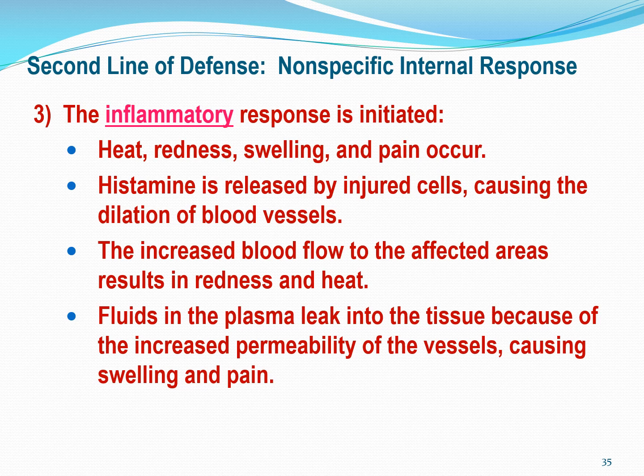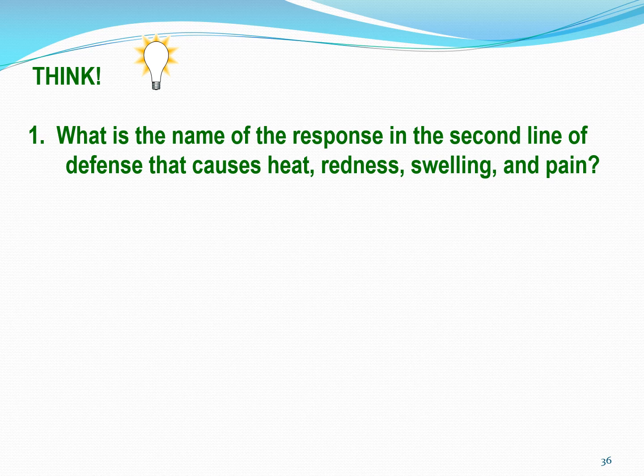Okay. Now let's talk about the inflammatory response. When it's initiated, it usually gets a little warm, and redness and swelling and pain can occur in that area, right, when it becomes inflamed. Histamine is released by those injured cells, causing the dilation of blood vessels. The increased blood flow to the affected area results in redness and heat, and fluids in the plasma leak into the tissue because of the increased permeability of the vessels, causing swelling and pain. So the inflammation process is what happens when your body is trying really hard to fix what's going on, right? But your body's being overwhelmed is what's happening, okay? So pause these and see if you're getting the right answer.